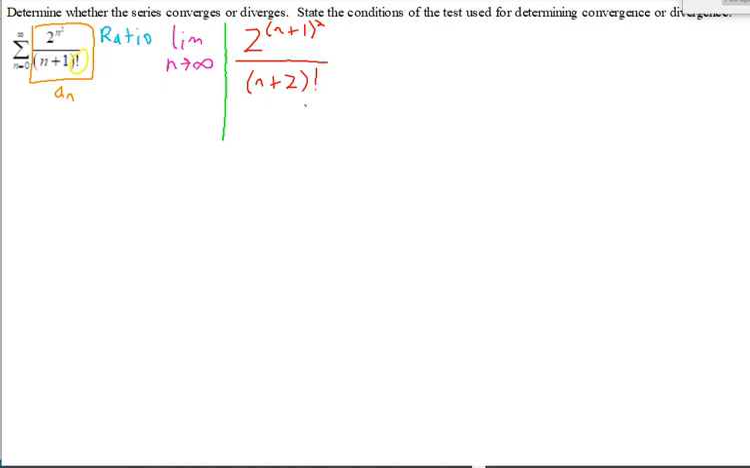Now you could put divided by the original, that's how the ratio test is written. But in terms of simplifying, it's easier when you divide by a fraction, the original formula for a sub n, it's the same as multiplying by the reciprocal. So if you want to save yourself a step, you can just write times the reciprocal, n plus 1 factorial over 2 to the n squared.